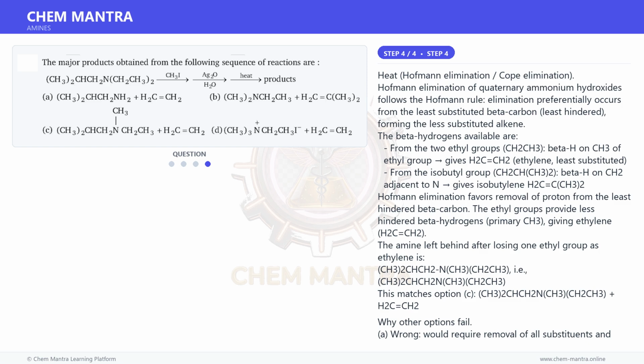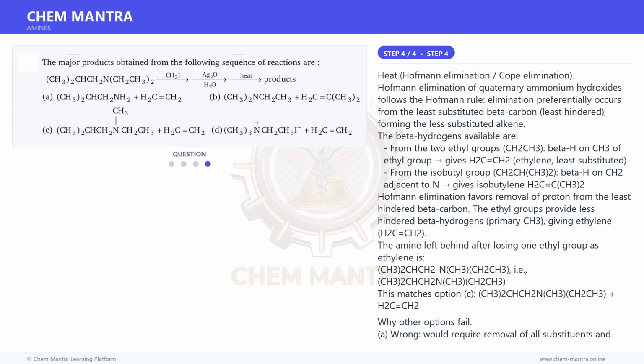Hofmann elimination of quaternary ammonium hydroxides follows the Hofmann rule. Elimination preferentially occurs from the least substituted beta carbon, the least hindered, forming the less substituted alkene. The beta hydrogens available are from the 2 ethyl groups: the beta H on the CH3 of an ethyl group gives H2C=CH2, ethylene, the least substituted alkene.